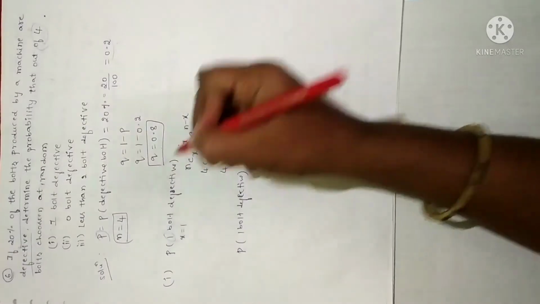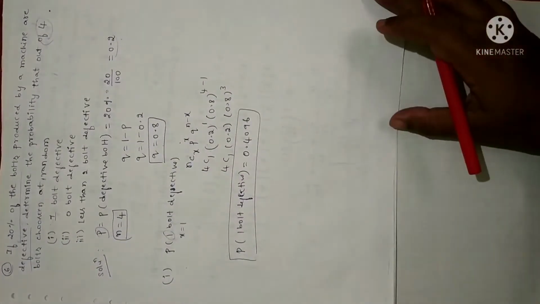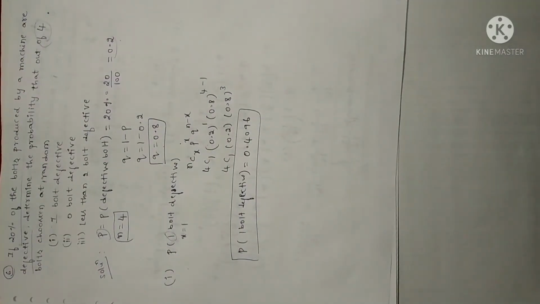1 bolt which is defective. Remember, whatever may be the probability, the value should be in between 0 and 1. So this is the solution for the first sub question. Now look at the second sub question.